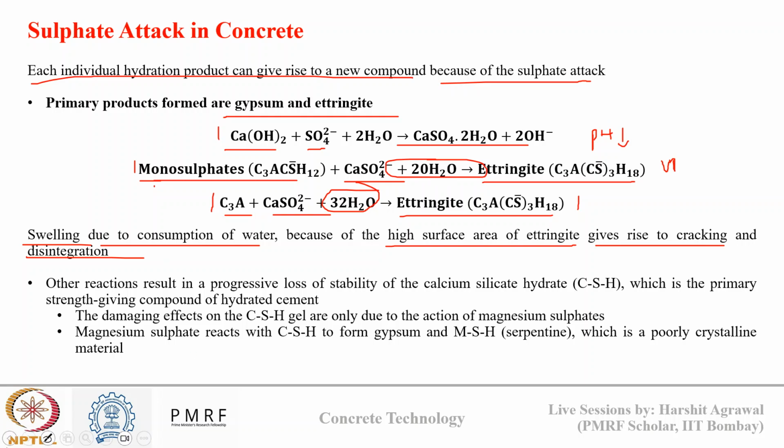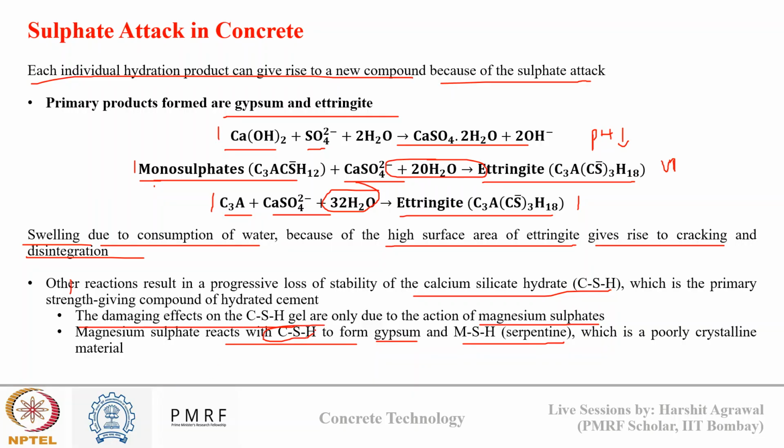Okay, now, these are not just three reactions where sulfate ions can contribute. Other reactions can result in progressive loss of stability due to sulfate ion attack on the calcium silicate hydrate. Sulfate ions cause a damaging effect on CSH gel only due to the action of magnesium sulfate. If there is magnesium sulfate in concrete, it can react with CSH to form gypsum and MSH, which is known as serpentine, and it is a poorly crystalline material.